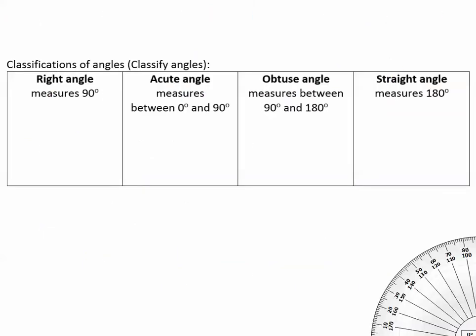There are different ways to classify an angle, different classifications of the angle. Classification means the type of angle. There are 4 different types that we're going to talk about. There is a right angle, where it's an angle that measures 90 degrees.